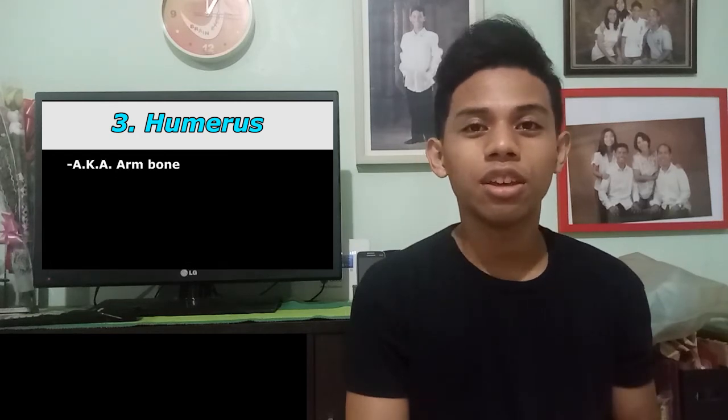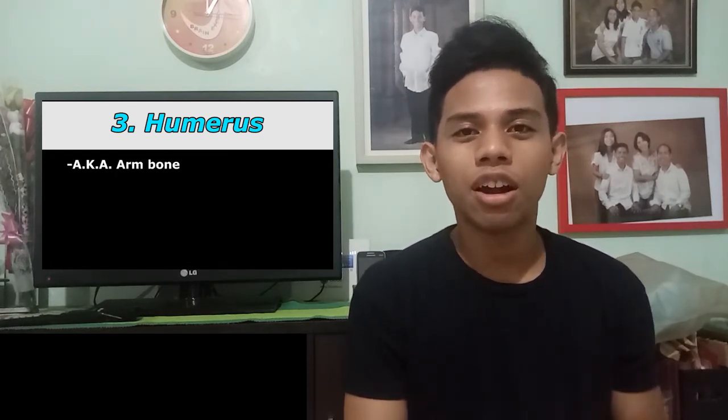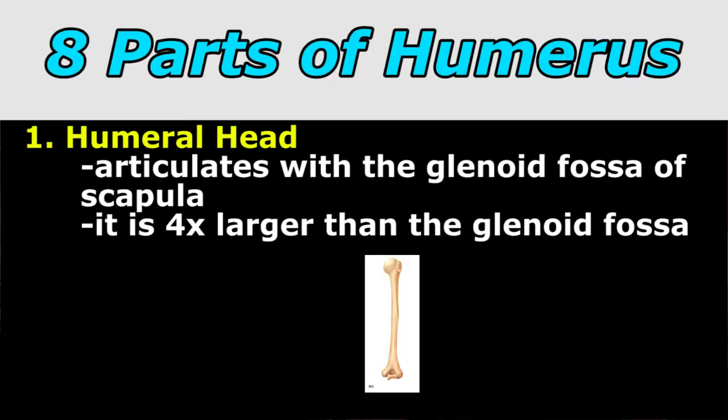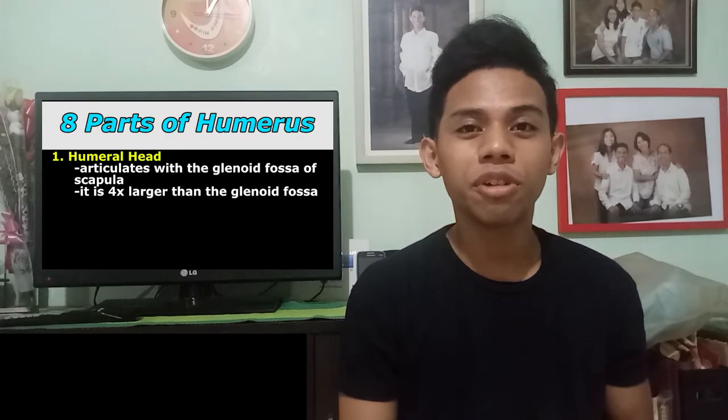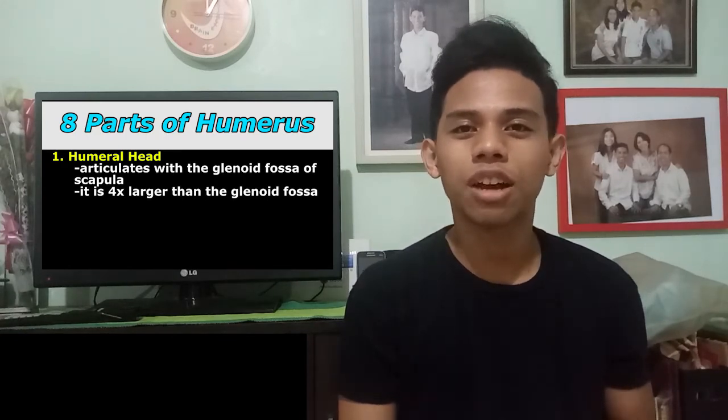Humerus is a long bone and also what we call the arm bone. It functions as the bridge of the forearm and hand to the axial skeleton and has 8 major parts. First, the humeral head. The humeral head is the part that articulates with the glenoid fossa of the scapula. Take note that the humeral head is 4 times larger than the glenoid fossa of the scapula.